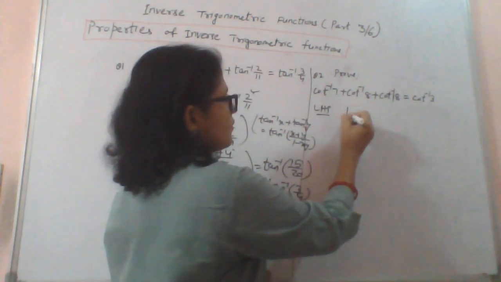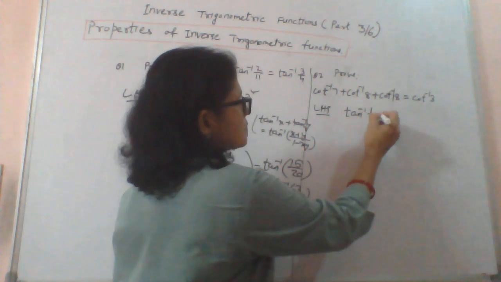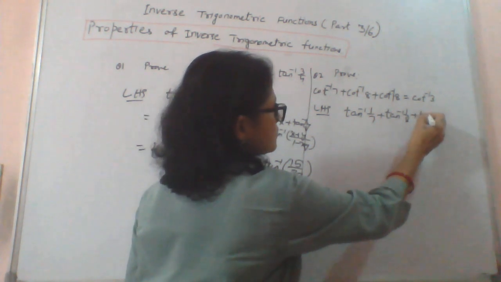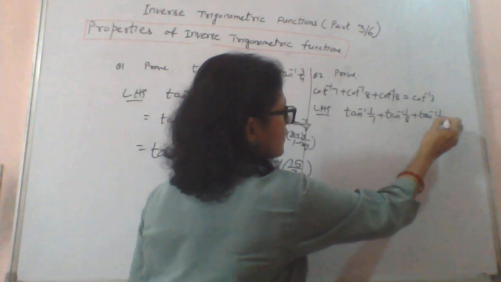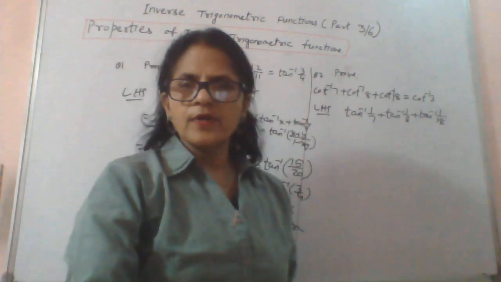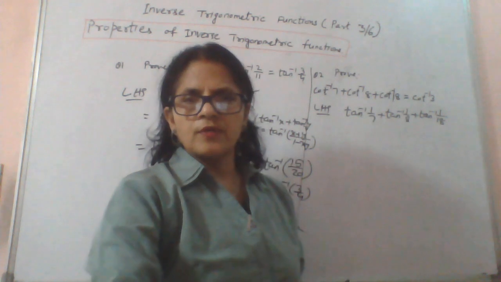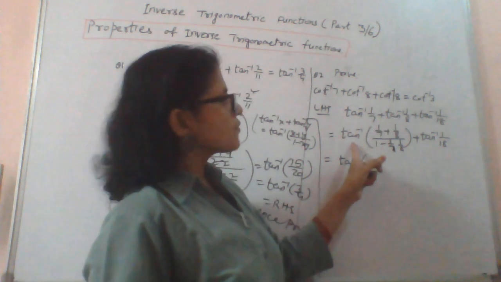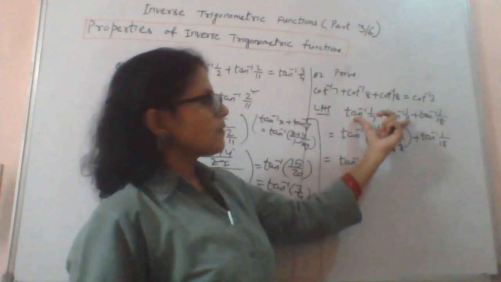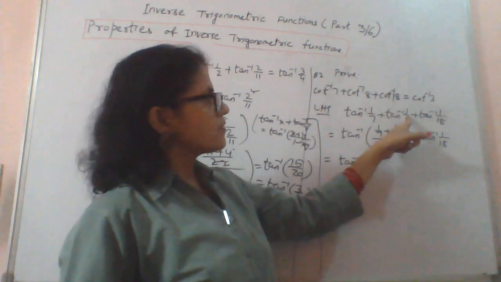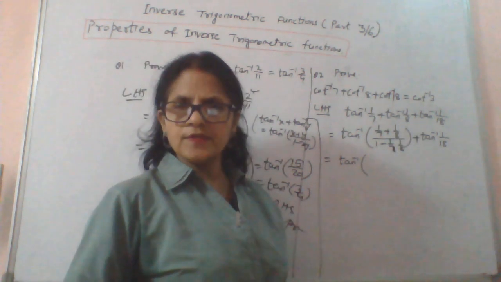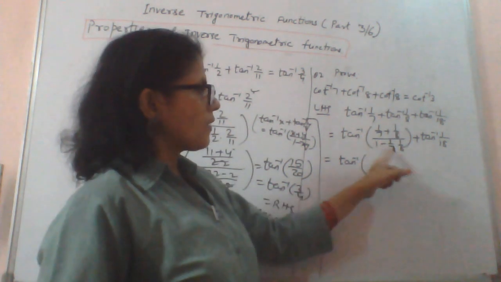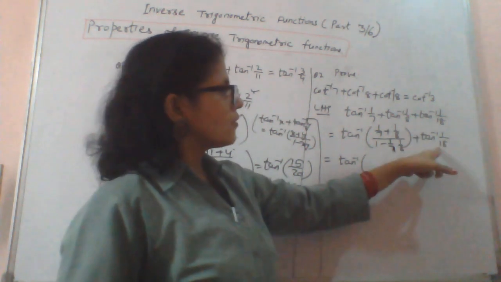So we can write here tan inverse 1 by 7, plus tan inverse 1 by 8, plus tan inverse 1 by 18. Okay, so we have the formula of tan inverse x plus tan inverse y. So let's check it. 1 by 7 into 1 by 8, that is 1 by 56, which is less than 1. So we can apply the formula directly. Tan inverse of (x plus y) by (1 minus x into y). The third term is as it is.